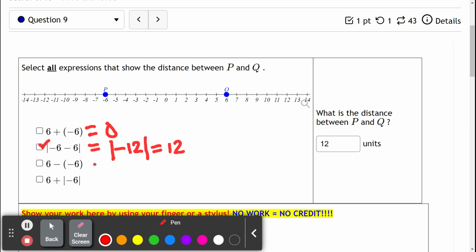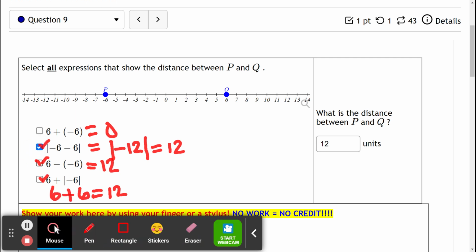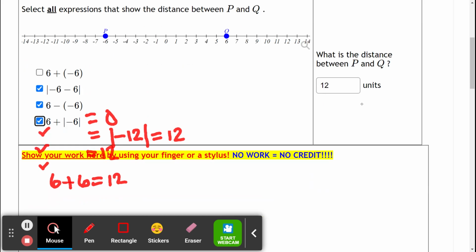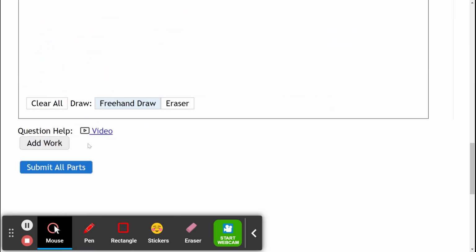6 minus -6, that's the same thing as 6 plus 6, so that's also 12. And then 6 plus the absolute value of -6, which is 6. Whatever comes out of the absolute value is always positive. So that's 6 plus 6, which is 12. So it's all three of these. I will check them all, this one, and this one. And I'll enter. Nope, can't enter. I have to go all the way down and submit all parts.